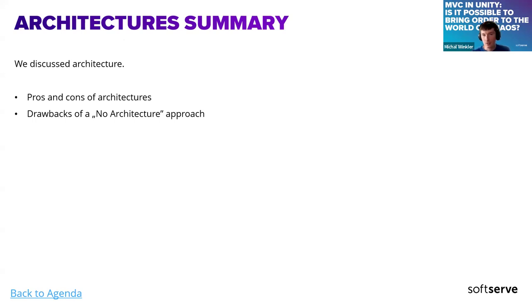Overall, in this section, we talked about architectures. We saw the pros and cons of using any given established architecture. We talked about some of the differences in key established architectures we can choose from. We saw drawbacks of using a no-architecture approach. While that feels very natural, especially as a beginner, it ultimately doesn't pay dividends.